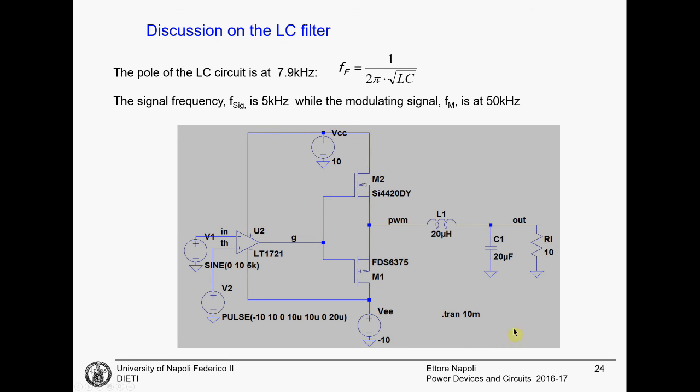From the values set for the L and C components, we can calculate that the cutoff frequency, given by 1 divided by 2 pi multiplied by the square root of the inductance multiplied by the capacitance, is 7.9 kHz. Since the signal frequency is 5 kHz and the modulating signal is at 50 kHz, we can expect that this filter will work properly in our application, since the modulation frequency is much larger than the signal frequency and the cutoff frequency is between them.